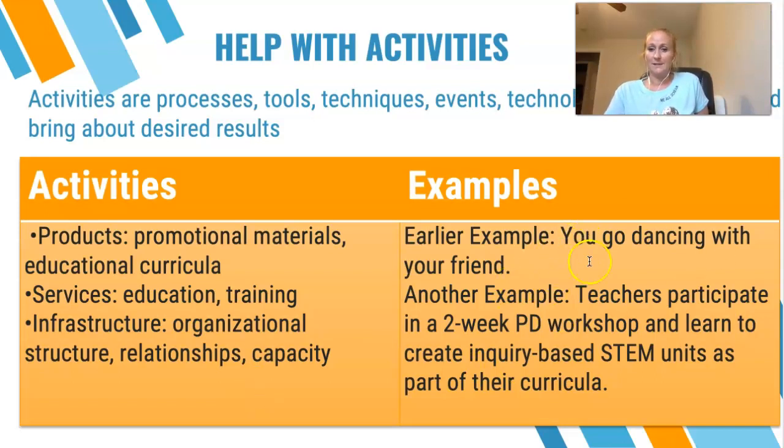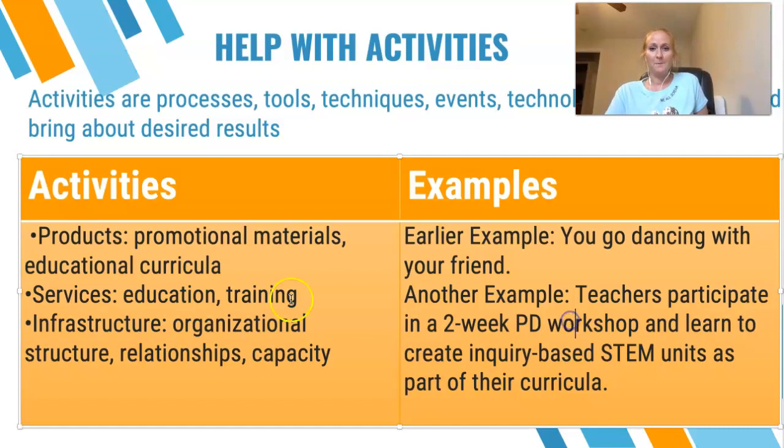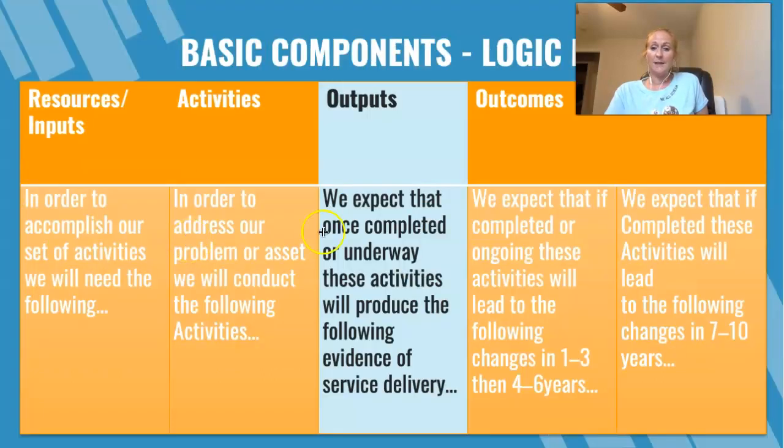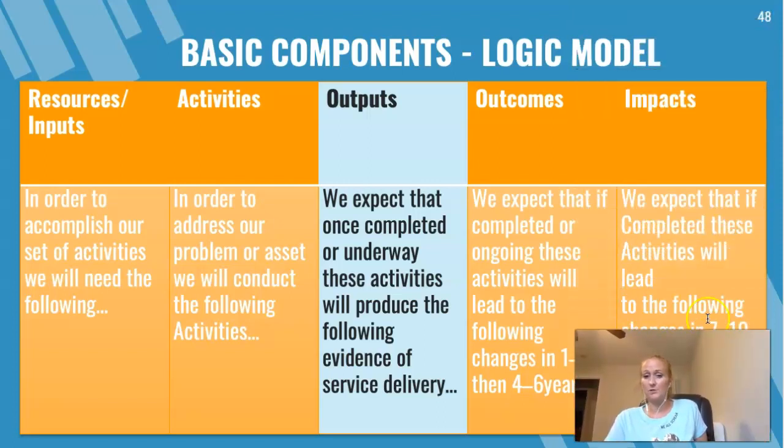And then again, we have examples. The activity would be you're going dancing with your friend. That's the thing you did, and then inevitably it led to other outcomes. Okay? So again, just more examples help with activities. The last part we're going to talk about here is outputs. Okay, so what is the result of what you did? Right? Once the activities are completed, it should produce a set of evidence or results that show us that it happened. So this is the what happened part.